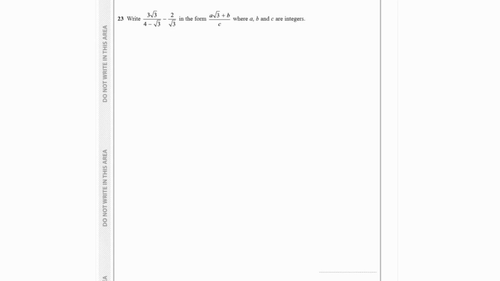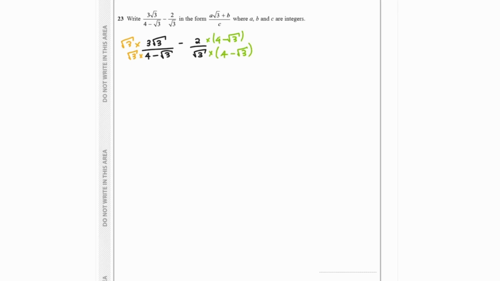Number 23. Write 3 root 3 over 4 minus root 3, minus 2 over root 3, in the form a root 3 plus b over c, where a, b, and c are integers. Here we're taking away 2 fractions, so the first step is going to be to make the denominators the same. So we can first rewrite the fractions, and we would first have to multiply the first fraction by root 3 and the second fraction by 4 minus root 3. This makes our denominators the same.